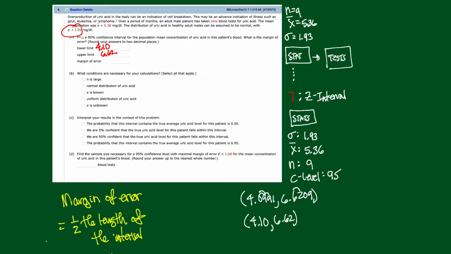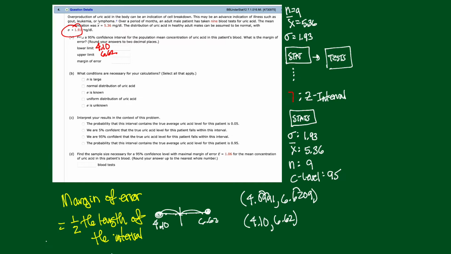Well, the margin of error, that's how far we're going to be off. So what we did here is we built an interval that went from 4.10 to 6.62, and we're 95% sure that we've covered the mean, that the mean is in here somewhere. All right, so the margin of error is just going to be half of that. So it's going to be this number minus plus, and everything is built around that 5.36.